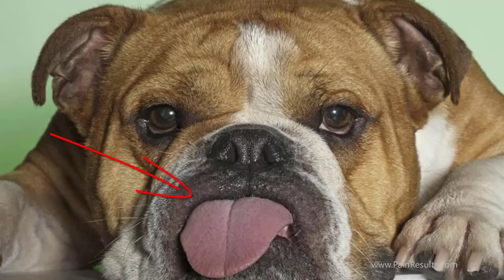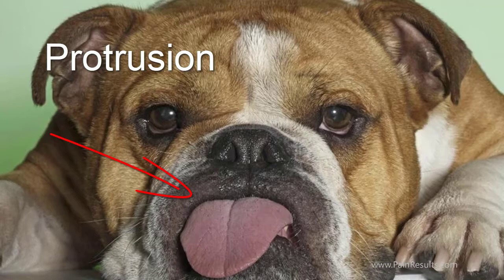You know what sticking your tongue out is like, right? Well, that would be a protrusion. Sticking your tongue out, that's a protrusion. That's what's happening to the disc. The disc is protruding out in a way that it's not supposed to.